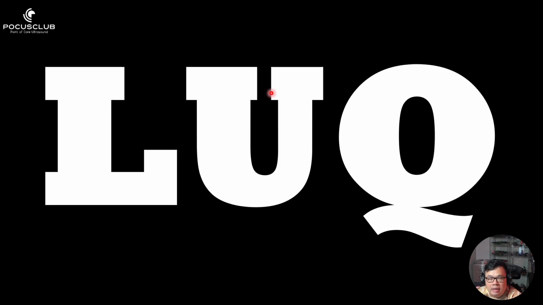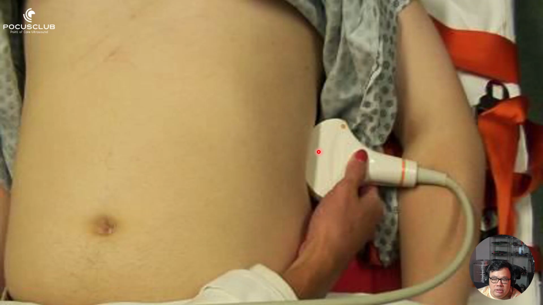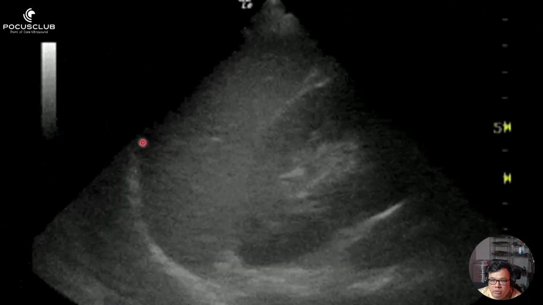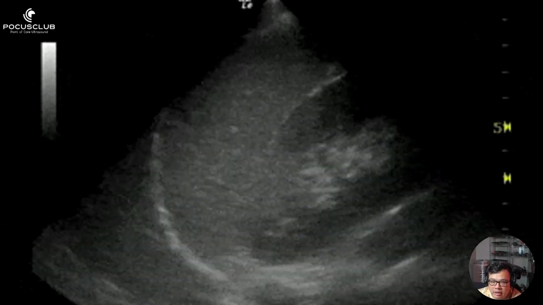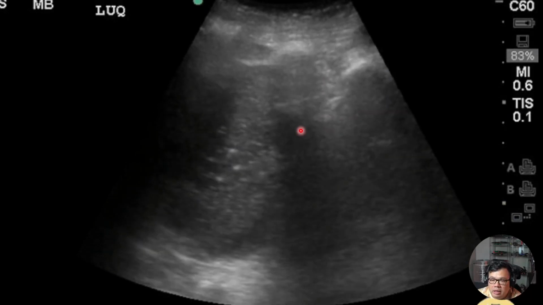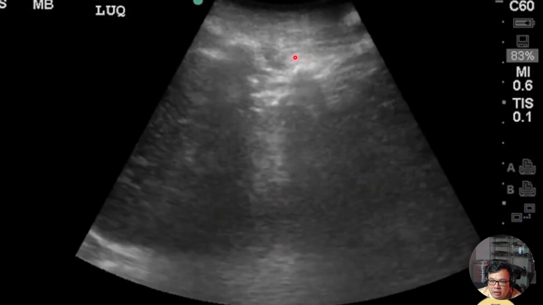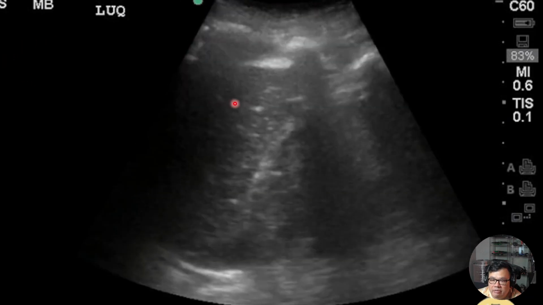Okay, left upper quadrant. So this is usually the last port of call. You start in the left side, and you really need to be quite high, quite cephalic, so towards the head, and your hand needs to be pushing into the patient's bed. So you need to be quite posterior as well. What do you see? So spleen, okay, kidney. This is the thoracic compartment.